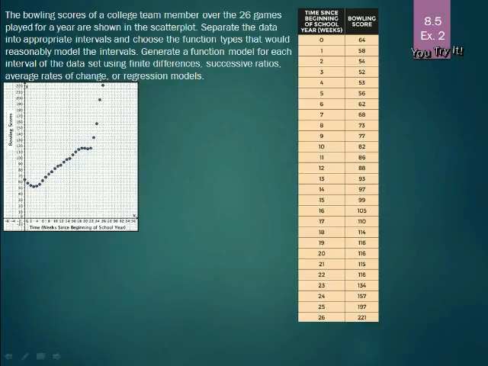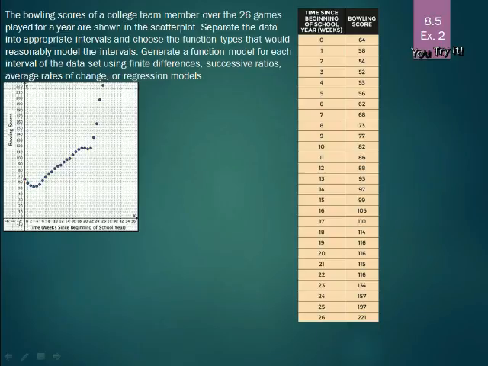The bowling scores of a college team member over the 26 games played for a year are shown in the scatter plot. Separate the data into appropriate intervals and choose the function types that would reasonably model the intervals. Generate a function model for each interval of the dataset using finite differences, successive ratios, average rates of change, or regression models. Okay, so let's first look at our graph and see where the natural intervals would occur.